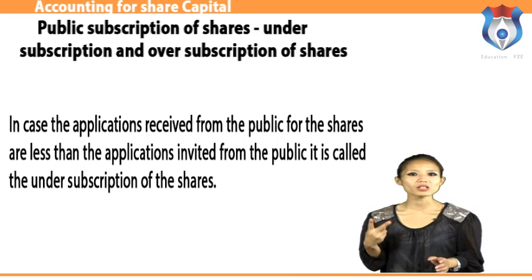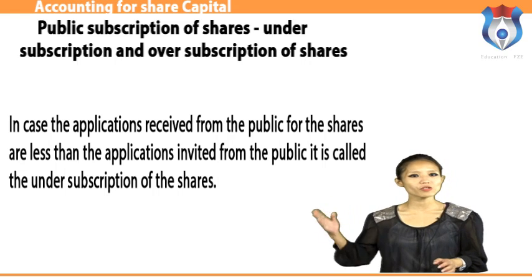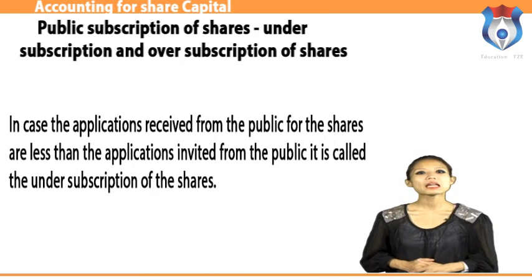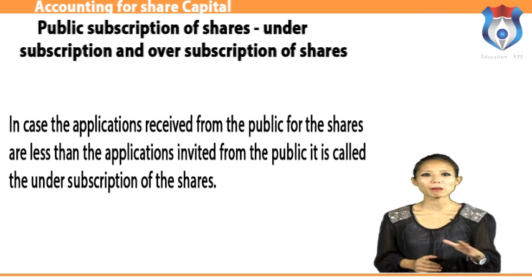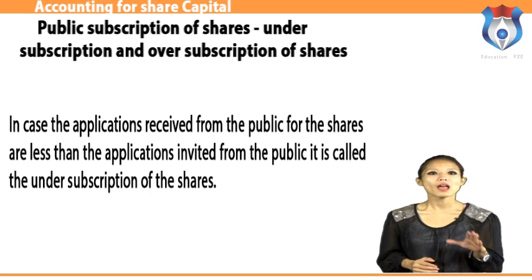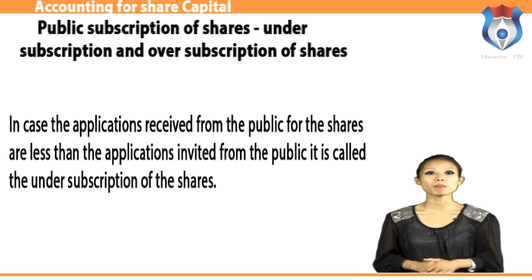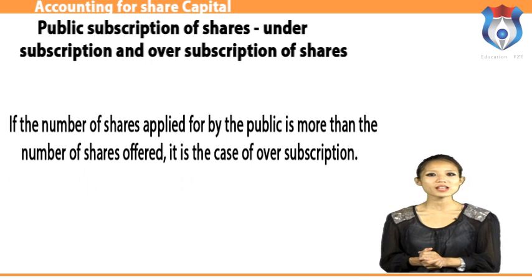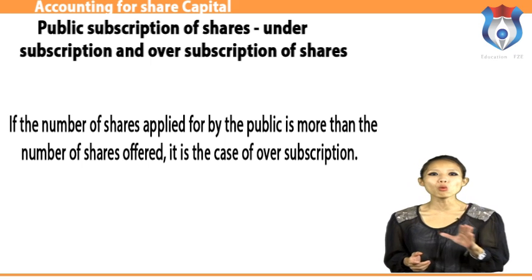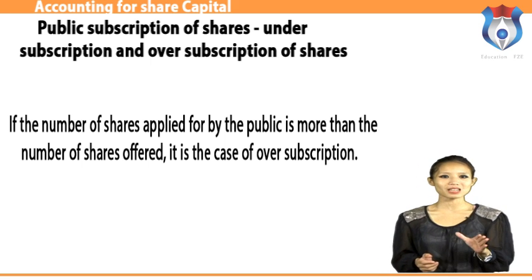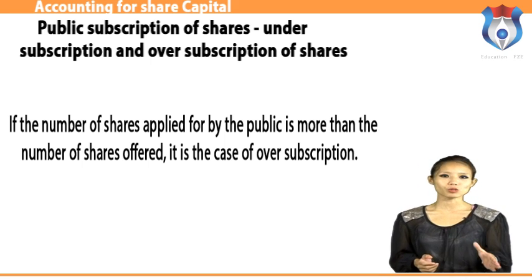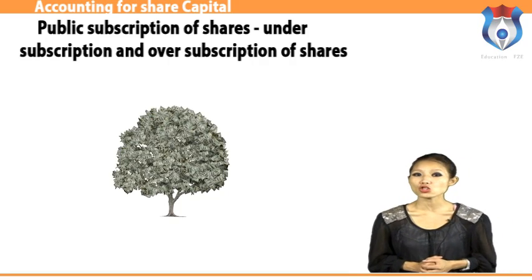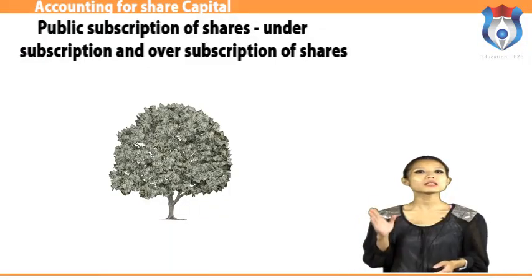There are generally 2 types of subscription, that is oversubscription of shares and undersubscription of shares. In case the applications received from the public for the shares are less than the applications invited from the public, it is called the undersubscription of the shares. If the number of shares applied for by the public is more than the number of shares offered, it is the case of oversubscription. When the shares are oversubscribed, the company cannot satisfy all the applicants.